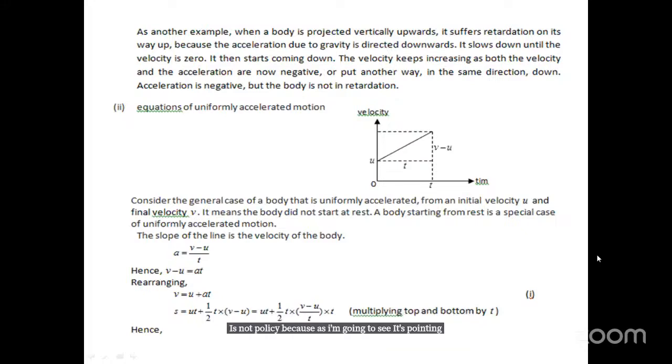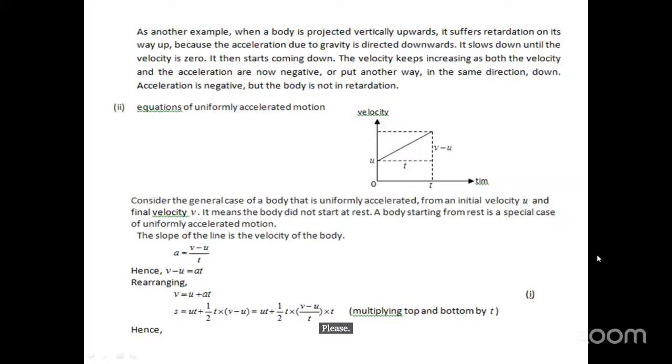We are going to see that when the body is going up, the acceleration due to gravity, is it pointing down or pointing up? Pointing down. Gravity is pointing down. Is that negative or positive? That is negative. A vector pointing downwards is negative, right? Yes, sir.